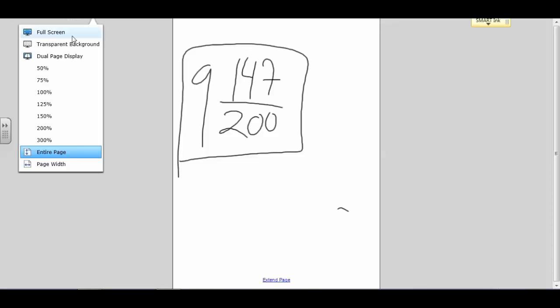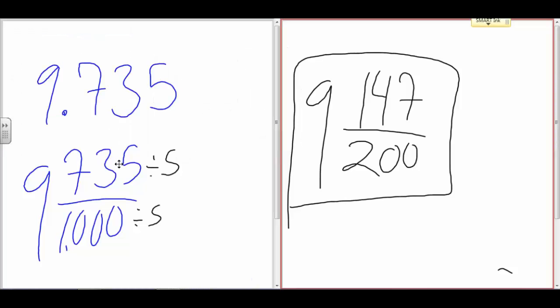So the idea that we came to was that 735 divided by 5 was 147, and 1,000 divided by 5 was 200. And our final answer was 9 and 147 200ths.